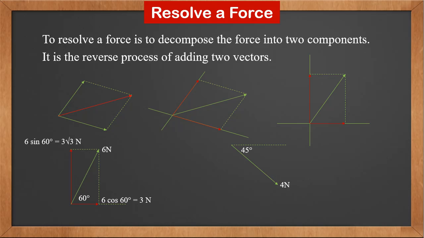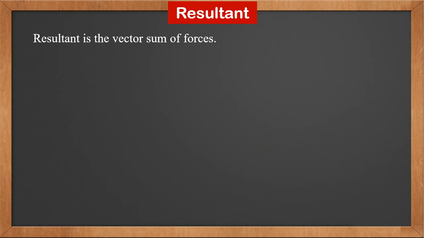This is a force of 4 Newton with an angle of 45 degrees to the horizontal. We can resolve it to the horizontal and vertical directions. The horizontal component points right. Its magnitude is 4 cosine 45 degrees, which is 2 root 2 Newton. The vertical component points down. Its magnitude is 4 sine 45 degrees, which is also 2 root 2 Newton.